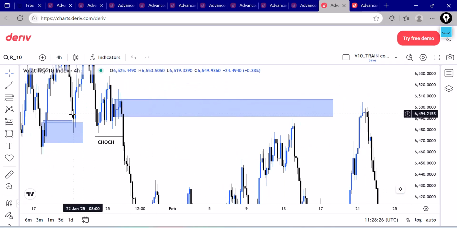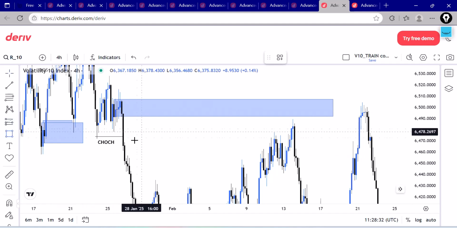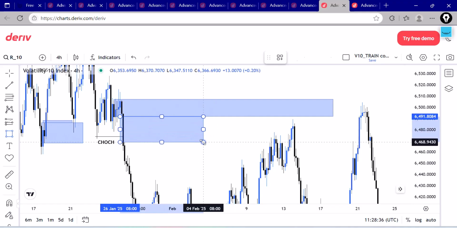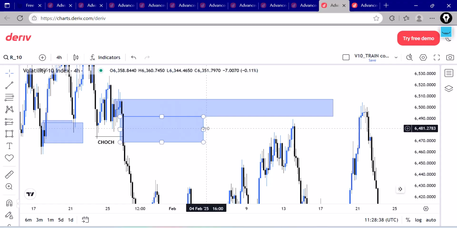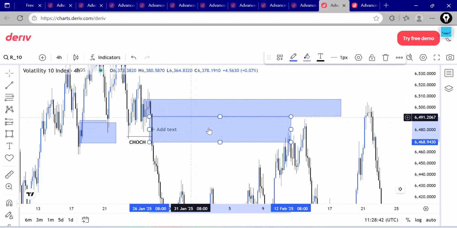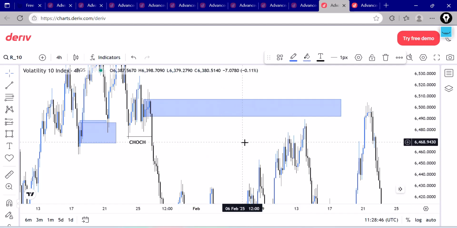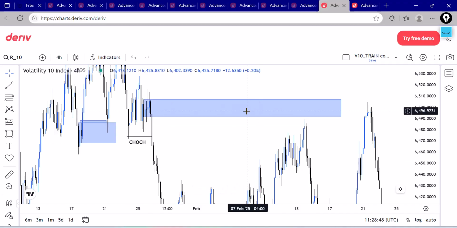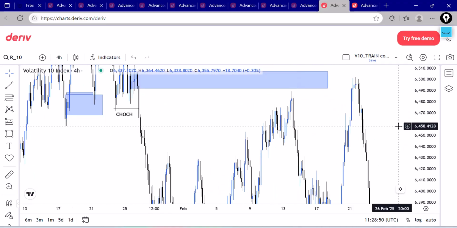price inefficiency, an imbalance. So if we see this is our last down candle, the second candle, and the third candle, there is that space in between them known as a fair value gap or price inefficiency. So we can now say that this is a valid supply zone. So we are looking for price coming back to this zone, and then we'll sell massively.